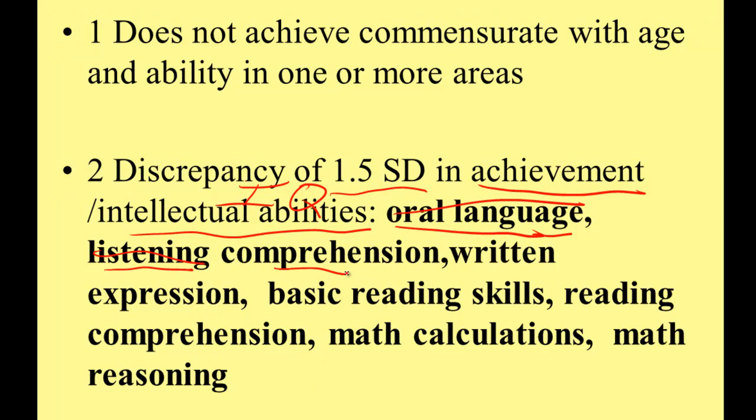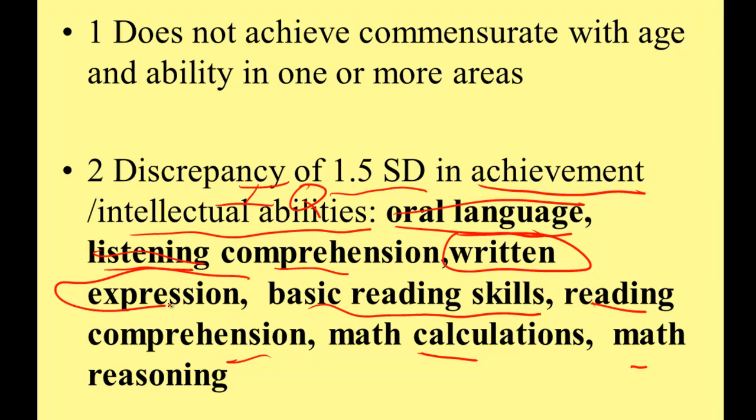But here are the ones we deal with: basic reading skills, reading comprehension, math calculations, math reasoning, which is story problems. But the one here is written expression. See, we don't have spelling as a category. So if spelling is their issue, it has to be so significant that it changes this writing score, because you can't qualify somebody in spelling. It has to be in one of these areas.